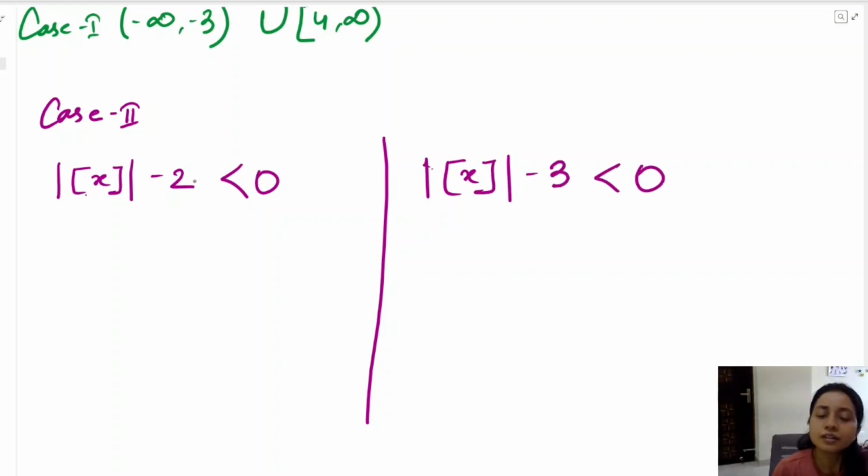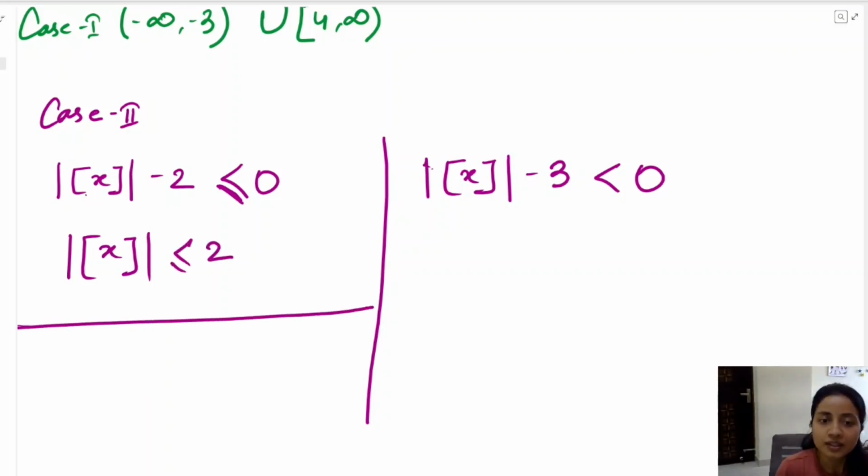This one, where the numerator can be equal to 0 but not the denominator. Let's solve these two inequalities one by one. So this one must be smaller than or equal to 2. Now you can understand on the real line, if the mod of a function is smaller than or equal to 2, that means it must be lying in between minus 2 to positive 2, right?